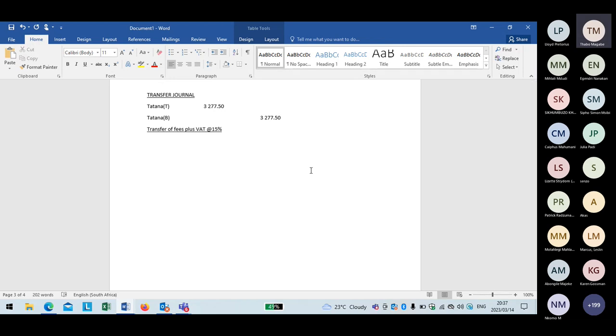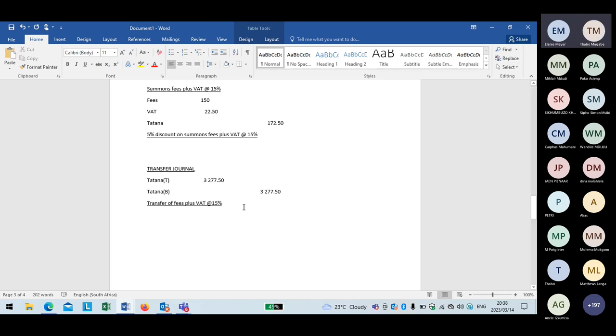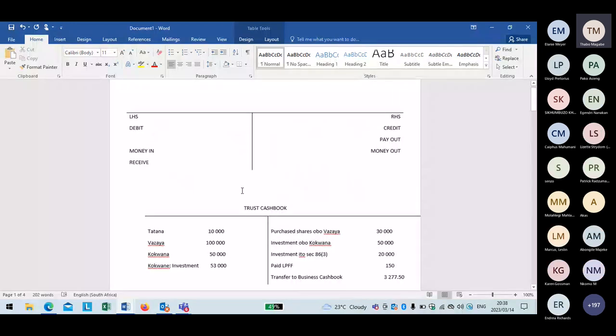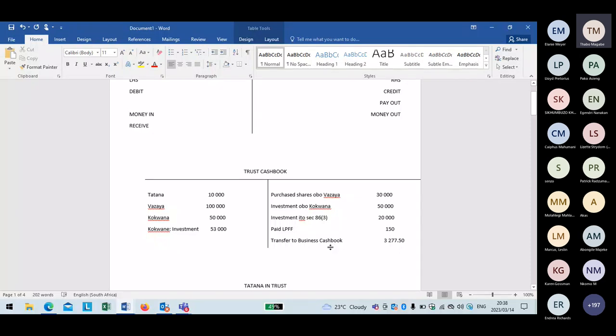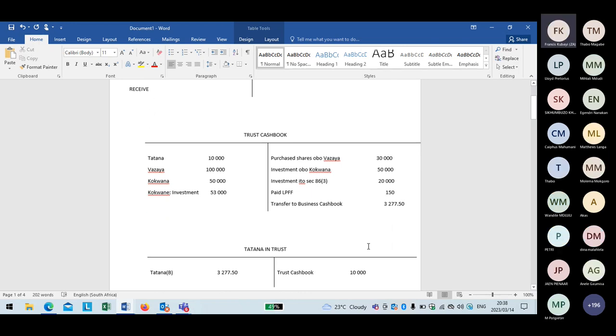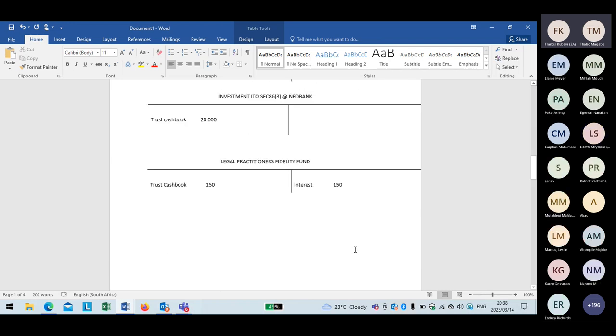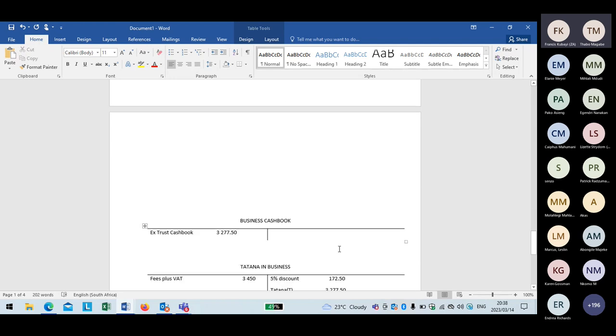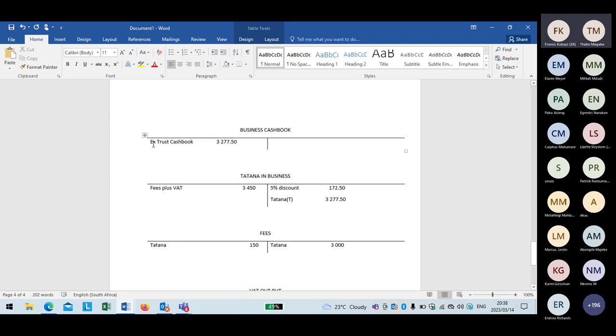Yes, madam. Just want to ask you, what is the narration in the trust cash book and the business cash book for the transfer? In the trust cash book, the narration is transfer to business cash book. We recorded on the credit side of the trust cash book, and our narration is transfer to business cash book. And on the business cash book, we debited, and the narration is X trust cash book.